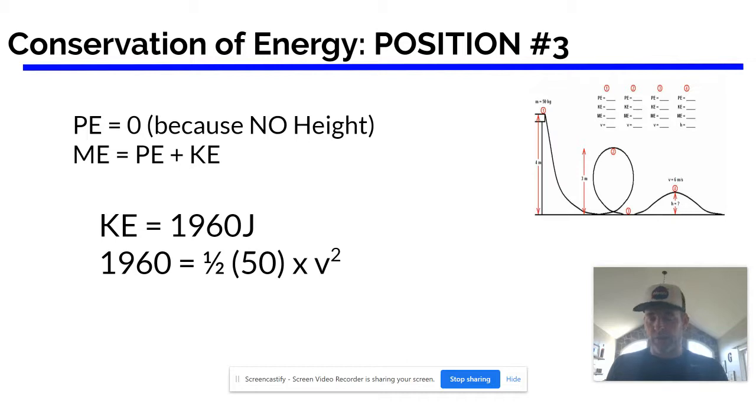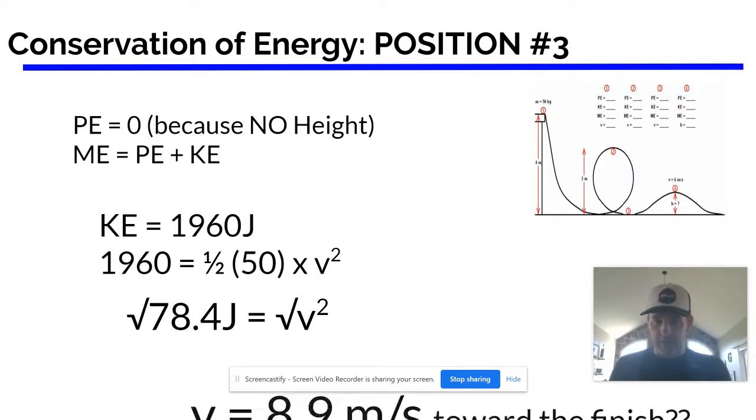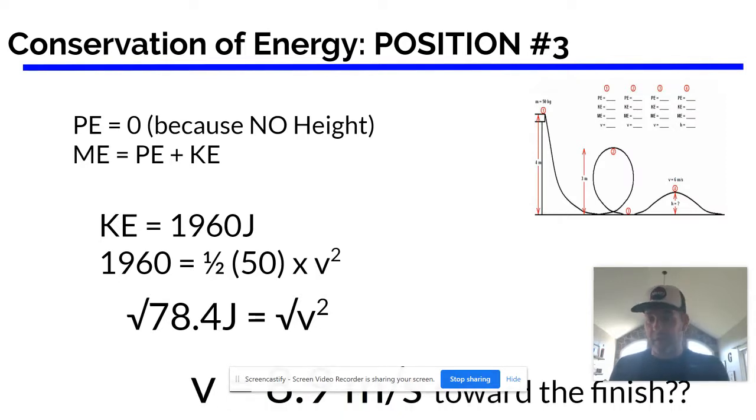But if you wanted to go ahead and determine velocity as well, then you would create this equation. So 1/2 times 50, remember, is 25. So we'll divide both sides by 25. That's going to give us 78.4 joules. So we'll then take the square root of both sides, and that will give us a velocity of 8.9 meters per second towards the finish.